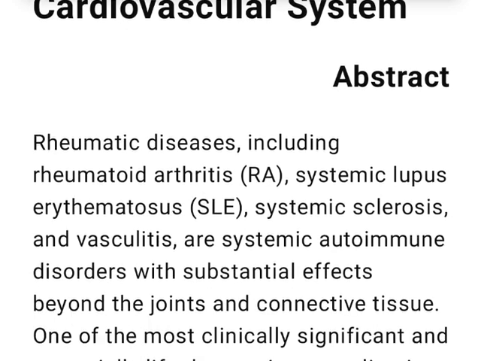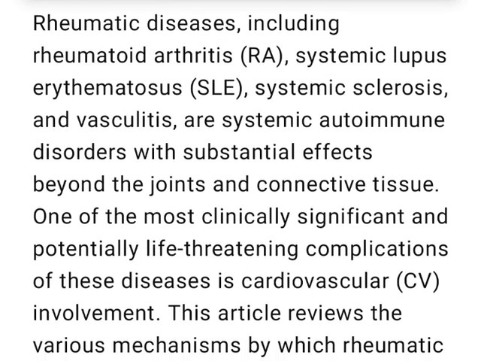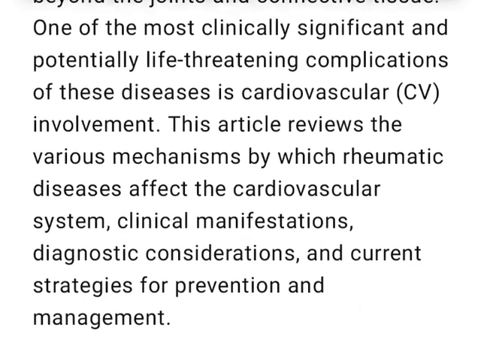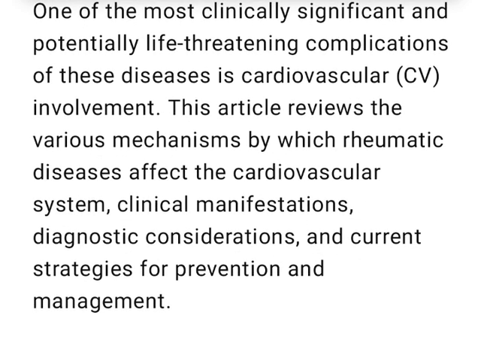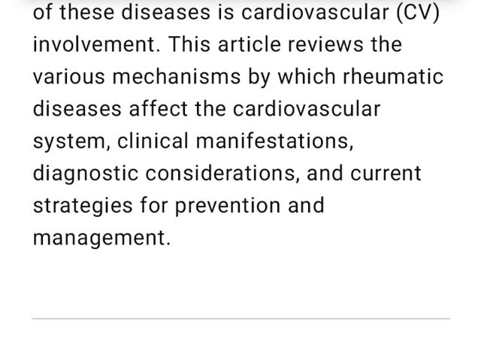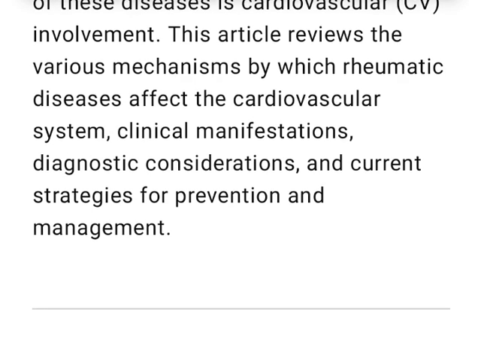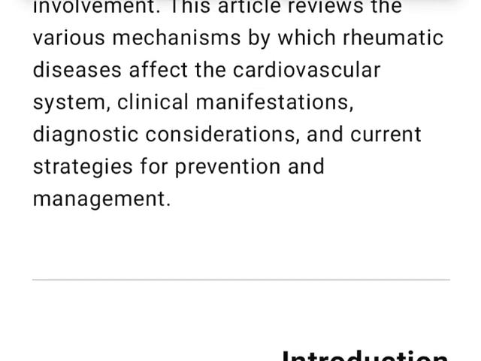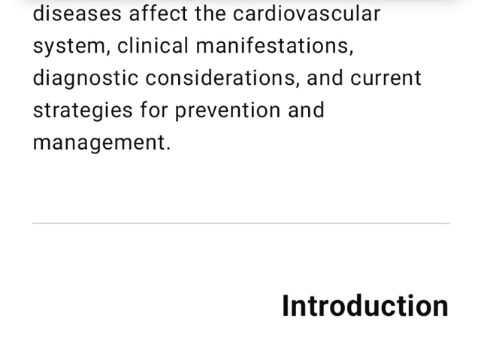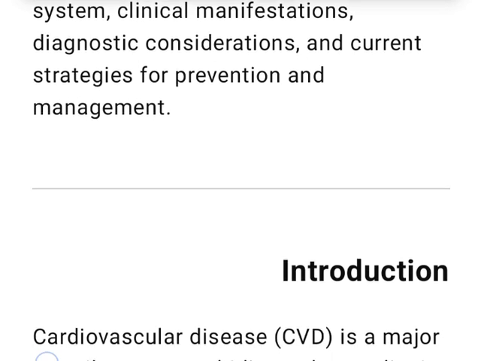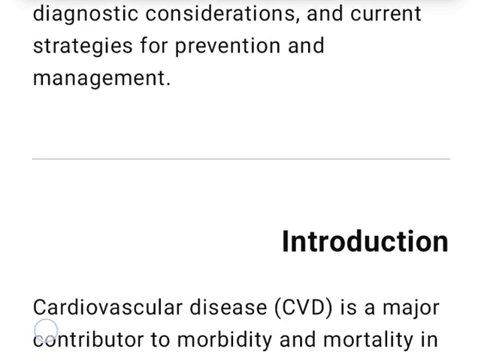Abstract. Rheumatic diseases including rheumatoid arthritis, systemic lupus erythematosus (SLE), systemic sclerosis, and vasculitis are systemic autoimmune disorders with substantial effects beyond the joints and connective tissue. One of the most clinically significant and potentially life-threatening complications of these diseases is cardiovascular (CV) involvement. This article reviews the various mechanisms by which rheumatic diseases affect the cardiovascular system, clinical manifestations, diagnostic considerations, and current strategies for prevention and management.